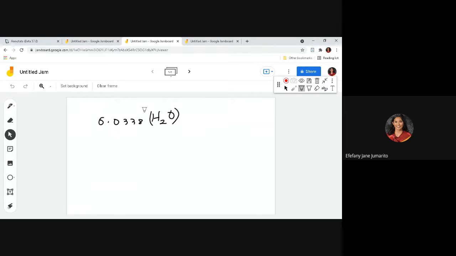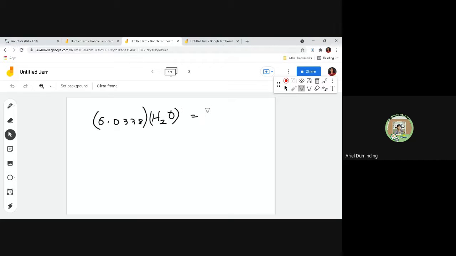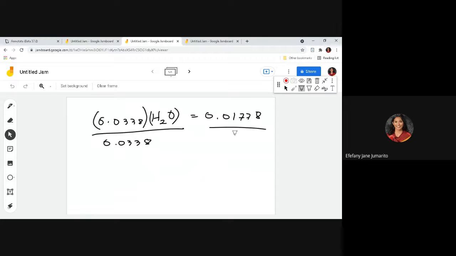That is equal to 0.01778. Find the value of H2O. Divide both sides, so that they cancel. Okay, so what is the value of H2O? 0.17.